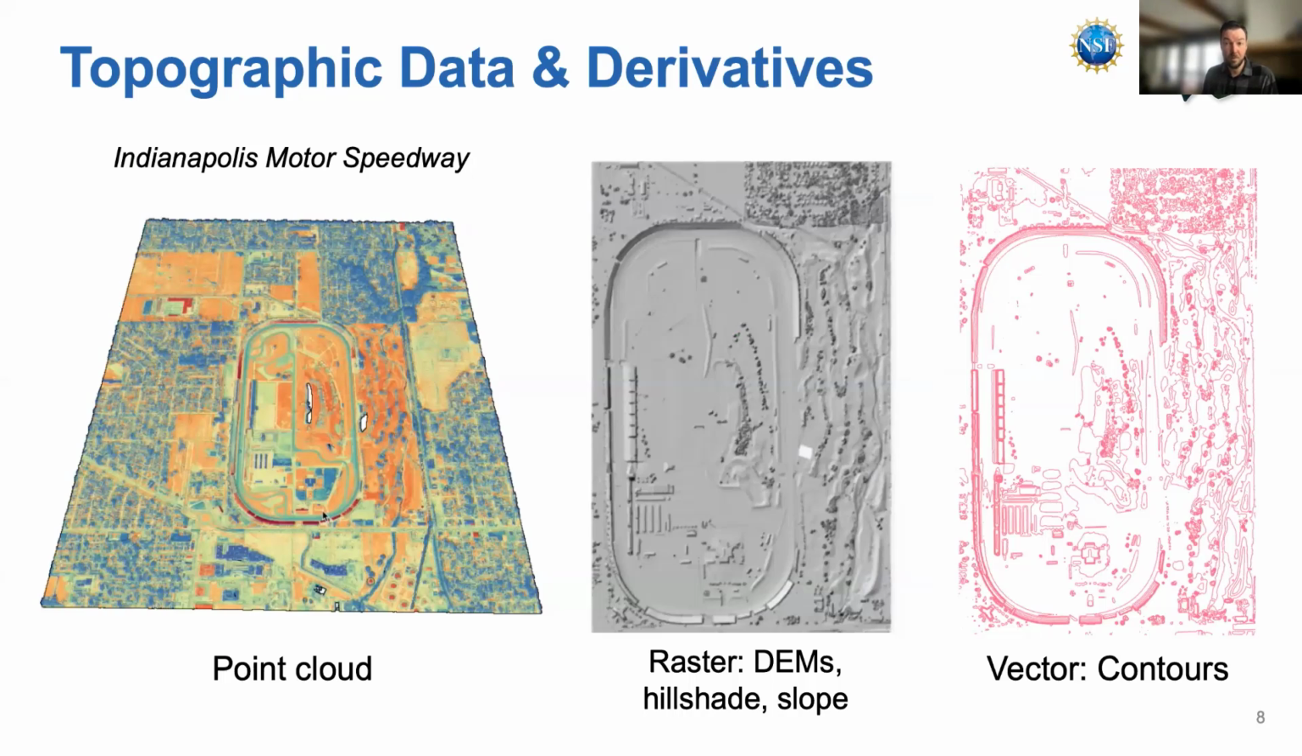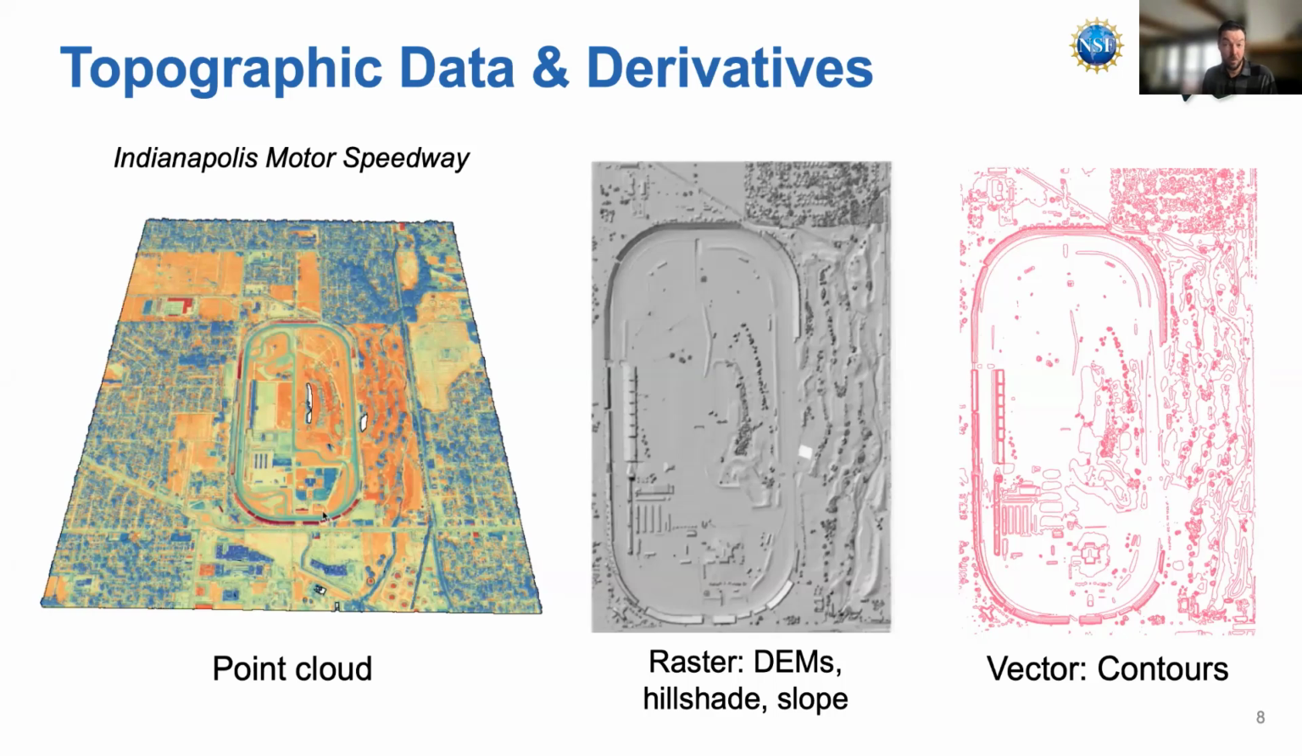Again, for people who aren't super familiar with high-resolution topographic data sets, this is a small snippet of data from the Indianapolis Motor Speedway, home of the Indy 500. On the left is a screen capture of a point cloud. So this is individual XYZ laser bounces from the laser scanner. In this case, they're colored by reflectance or intensity of the laser return. So basically sort of albedo of materials in the near infrared.